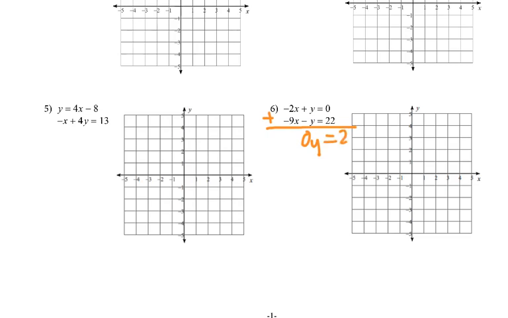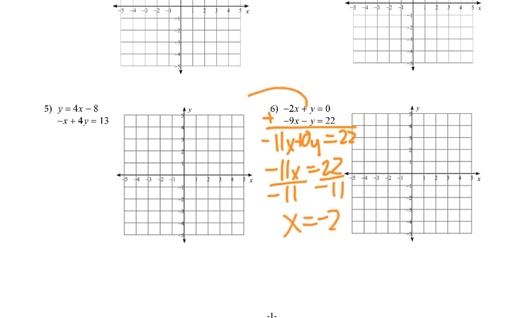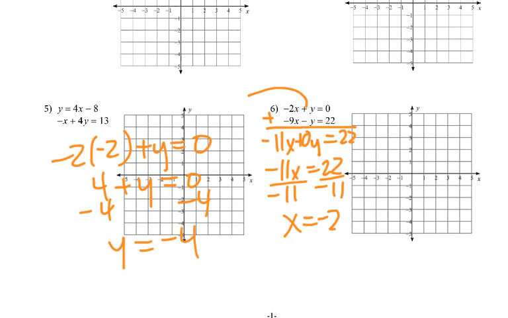0 plus 22 is 22. Negative 2x plus negative 9x, negative 11x. So we get negative 11x equals 22. Divide by negative 11, x equals negative 2. Take one of these equations, plug that in for x, and we solve. Positive 4 plus y equals 0. Minus 4, y would equal negative 4. So, they should intersect at negative 2, negative 4.